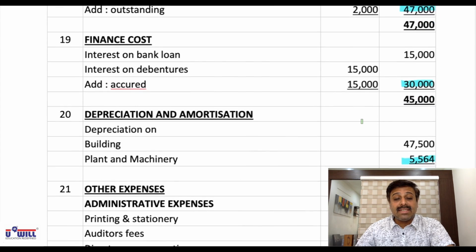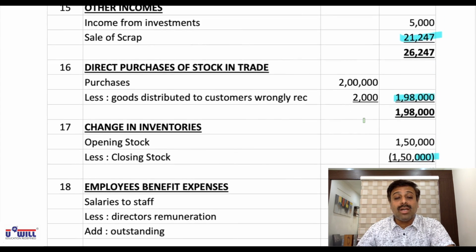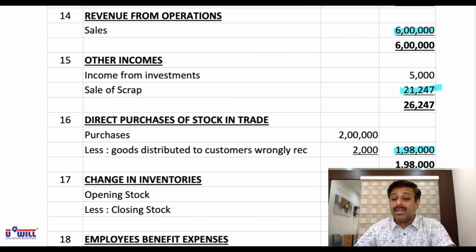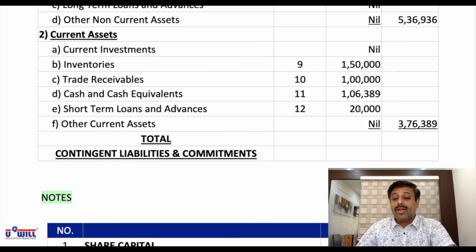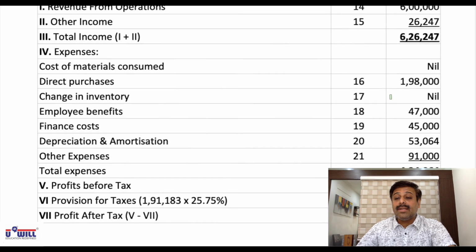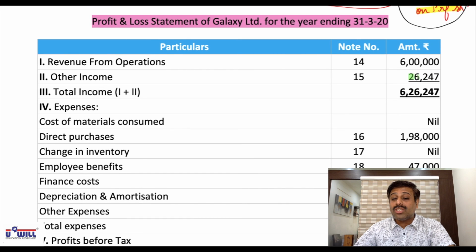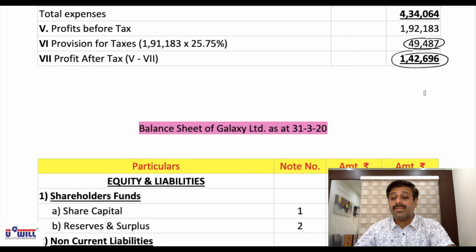Second mistake is in other incomes. We had done the wrong total. 5,000 plus 21,247 should come to 26,247. We had written 25,247. So all of you make it 26,247. Now accordingly, make the corrections here. In other incomes 26,247, so total 626,247 in P&L statement incomes.